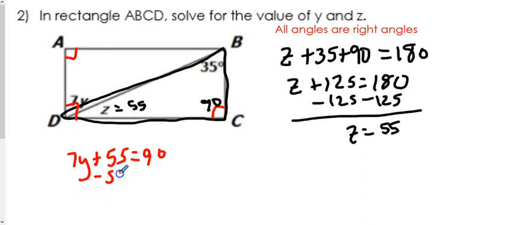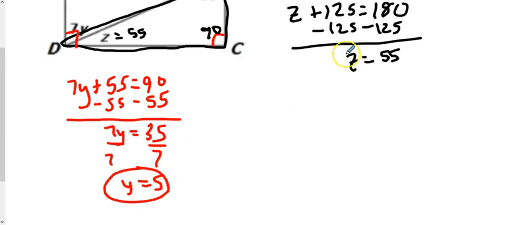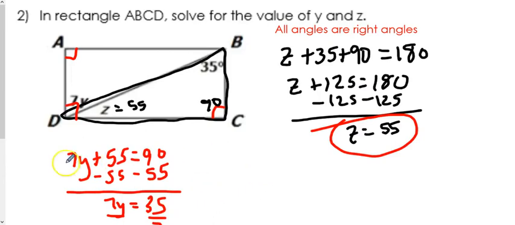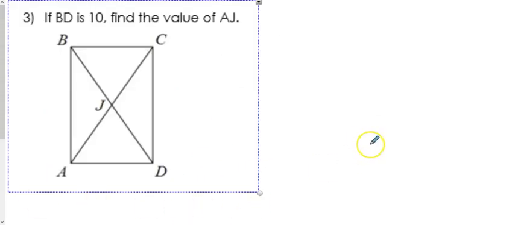So subtract 55 from both sides. Again, you can definitely type this into Desmos, just use x. We're going to get 35 there, and we'll divide by 7. So y is equal to 5. And now we have solved for both pieces. We found z and we found y. Again, that was just using that all the angles are right there, and some of our previous knowledge.